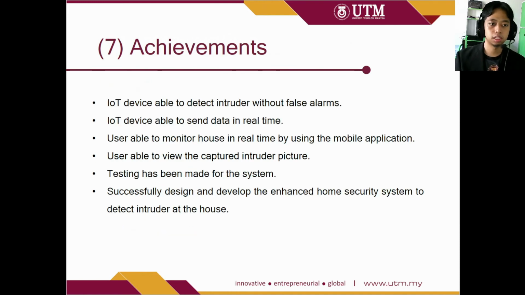The achievements of this project are that the IoT device is able to detect an intruder without false alarms. The IoT device is able to send the data in real time. The user is able to monitor the house in real time by using the mobile application, and is able to view the captured intruder picture. Testing such as white box, black box, and user acceptance testing has been carried out for the system. And lastly, we successfully designed and developed the enhanced home security system to detect an intruder at the house.